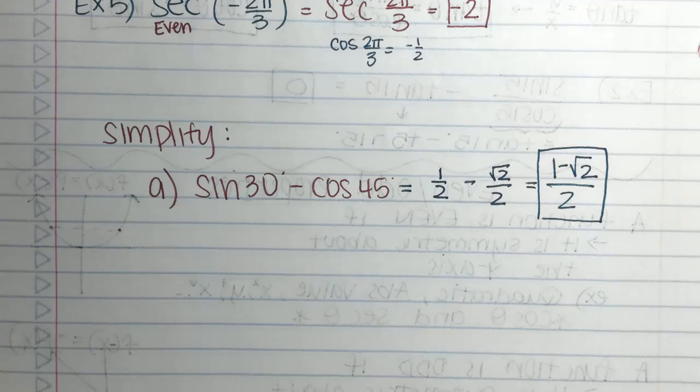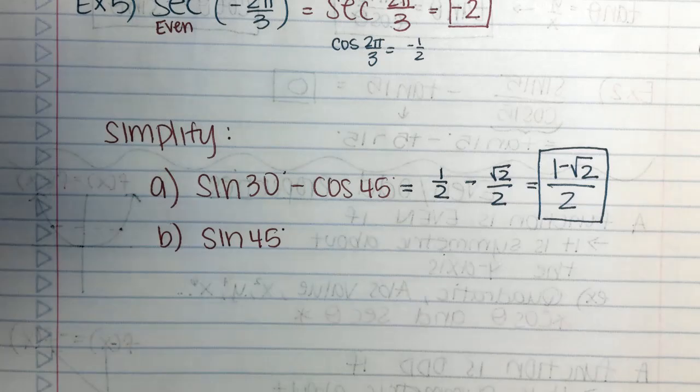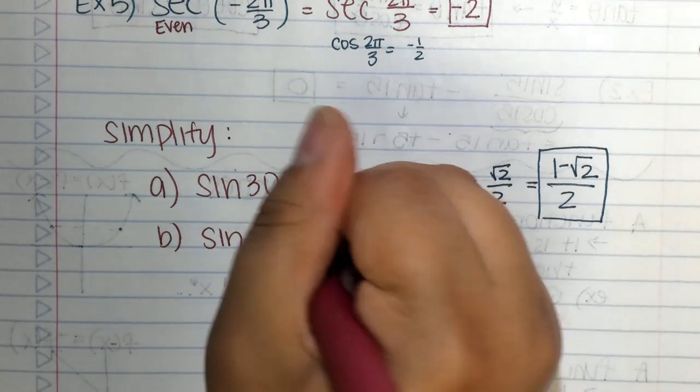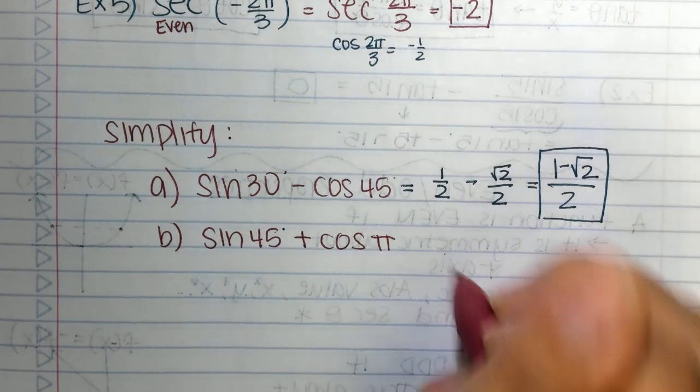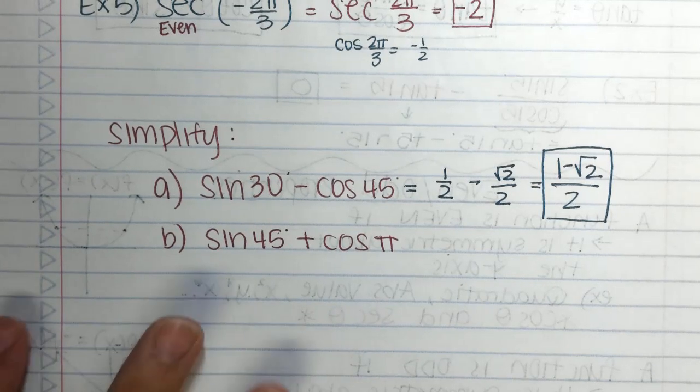Do y'all want to see another, or are y'all okay? I'm okay. Okay, I heard one person say another. If you're okay, you don't have to write this down. If you want to see another, what about the sine of 45 plus the cosine of pi? Ooh, this is a good one. This is a harder one.